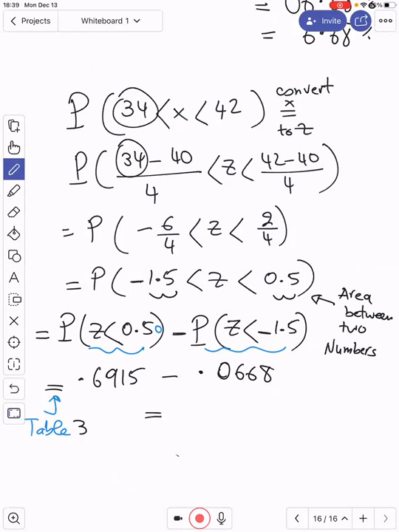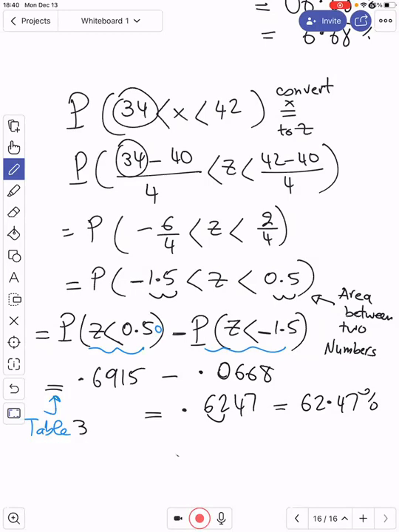And then the answer, I'm going to check for the answer. It's 0.6247, which is 62.47%, right? Two digits after the decimal point. All right.